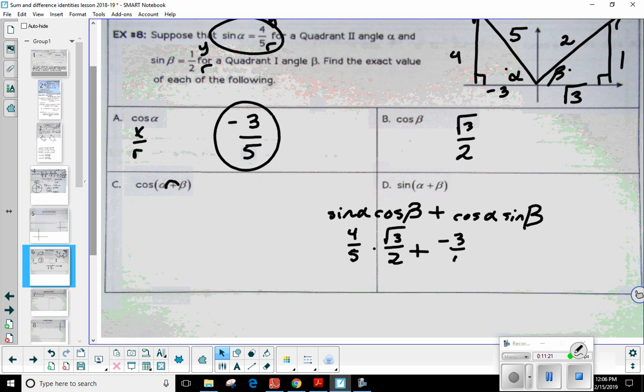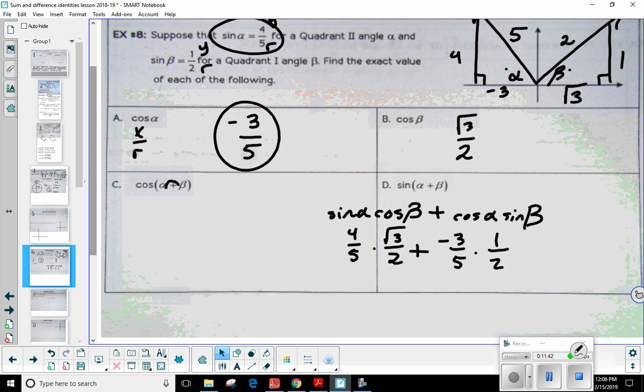Negative 3/5. And sine beta, 1/2. Now, the only difference is that you've already got the triangle. If you were given a measure, you'd just go to the unit circle to get those ratios. Okay. All right, so let's see.